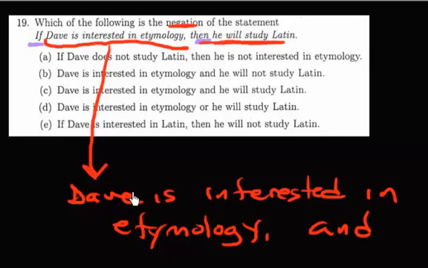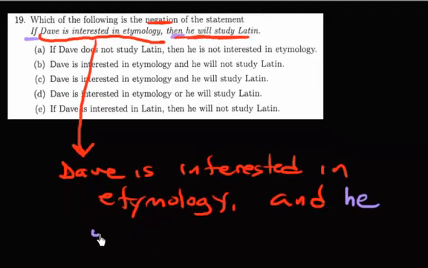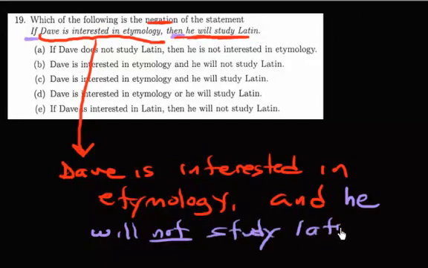The negation would be that Dave is interested in entomology, and he will not study Latin. Because remember, if this was true up here, then this shouldn't be true. Okay, that's why these are negations.